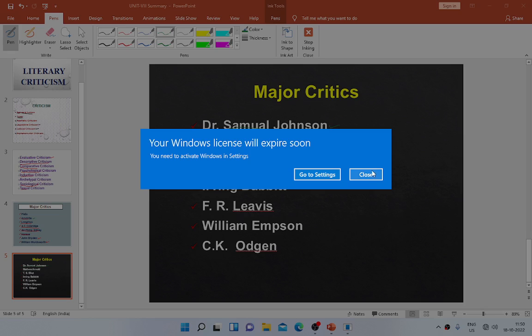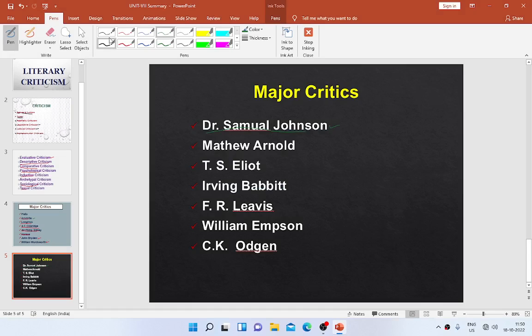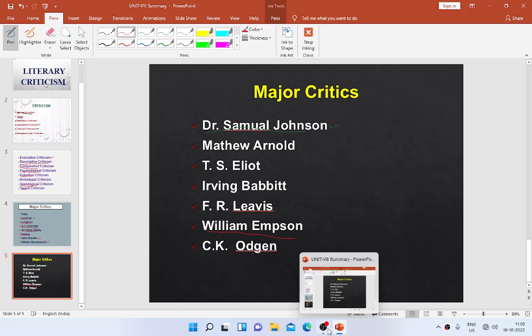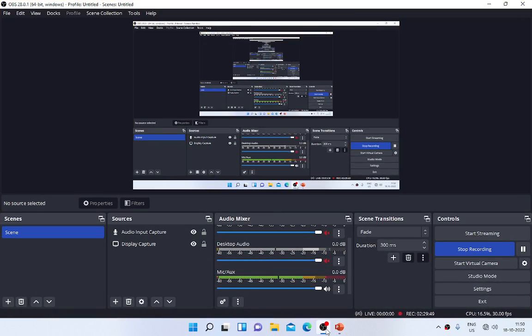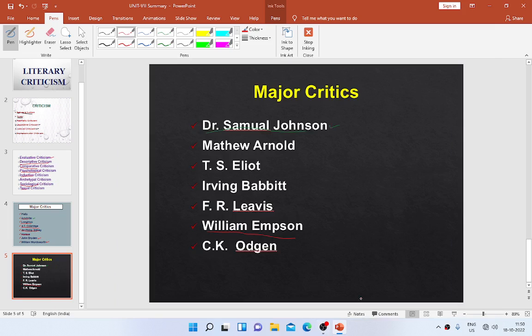Next critic, William Empson. Now we must talk about him. Yes, William Empson. William Empson is one of the famous English literary critics who is known for close reading of literary works. The new criticism paid attention to the body of text itself. We must believe that a text has a life of its own.